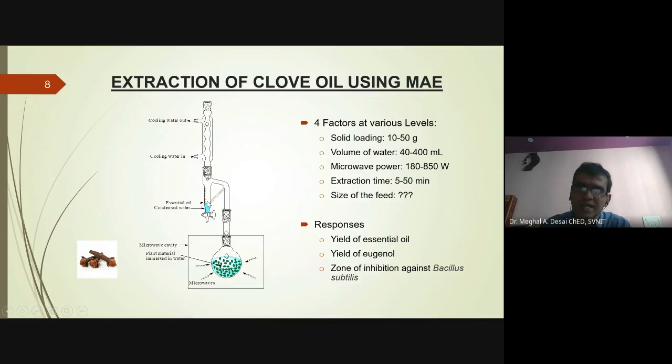The solution is collected and separated, then weighed for the particular amount of oil, and from that weight the yield of oil is found. It is nothing but the amount of oil divided by the amount of solid loading. Then the oil is analyzed using GC to measure the amount of eugenol, and the same oil is tested against this bacteria. So this is what we have done.